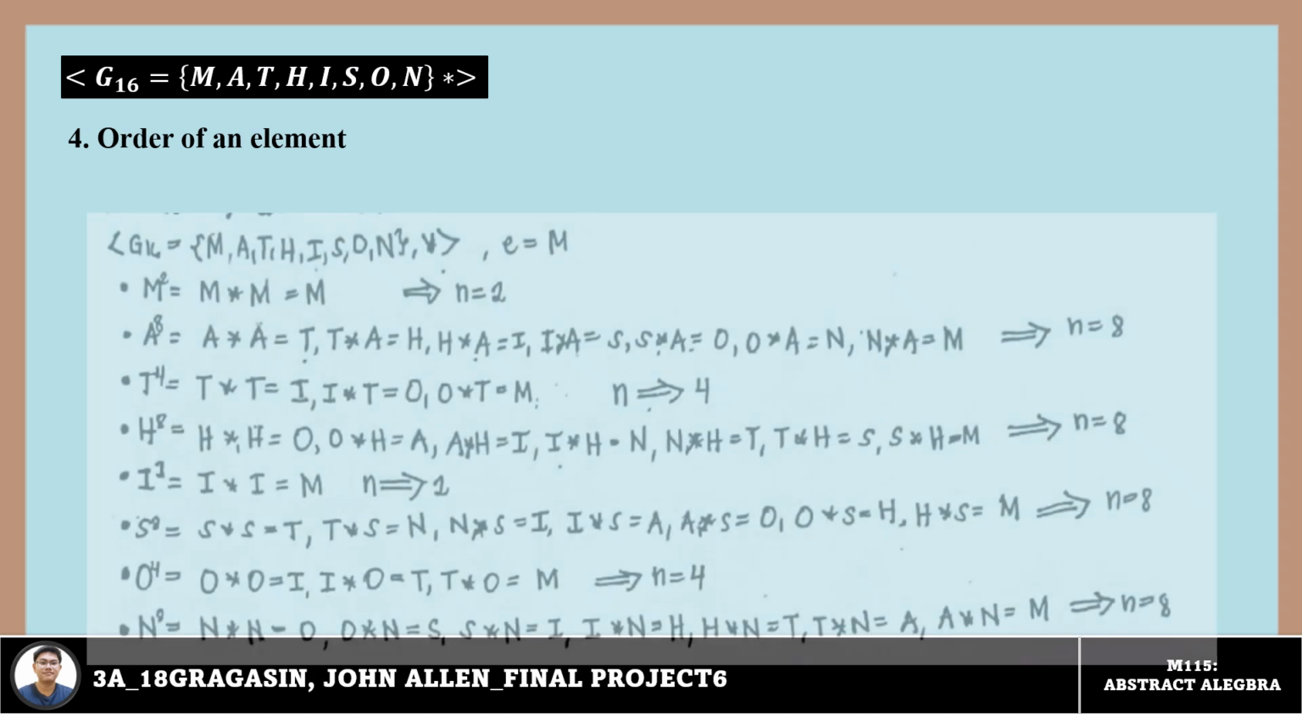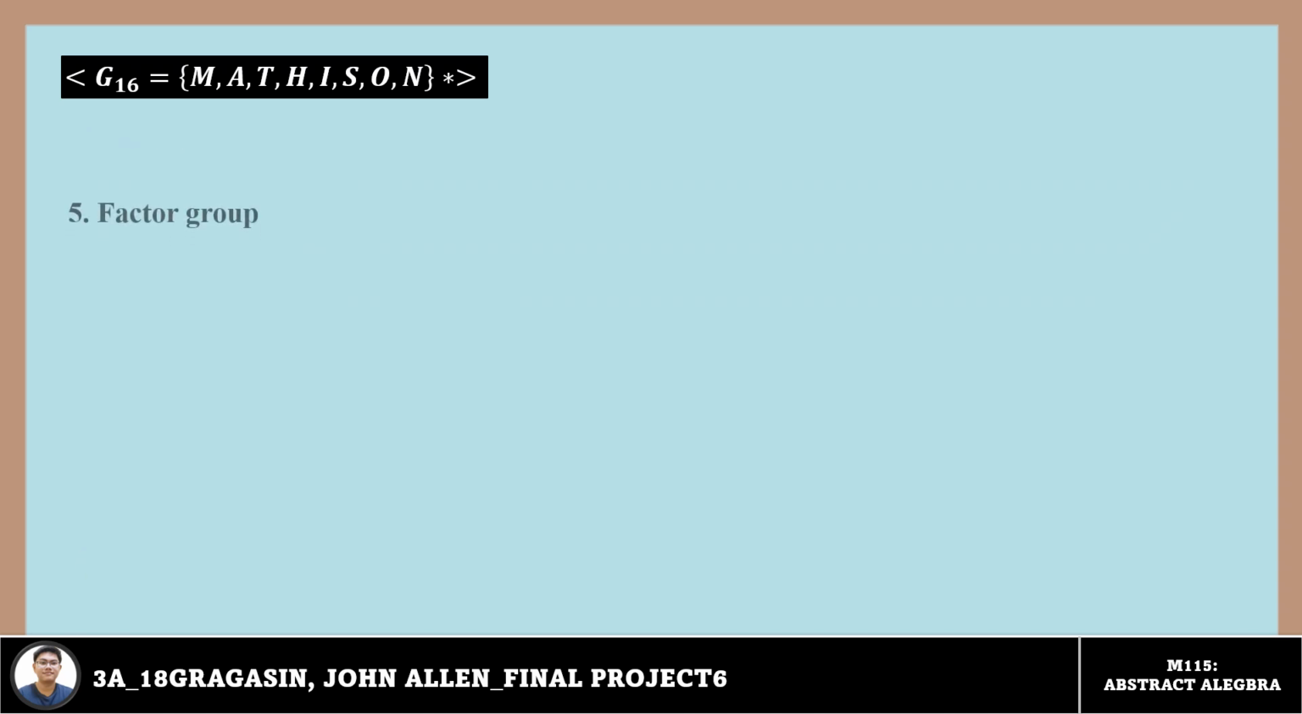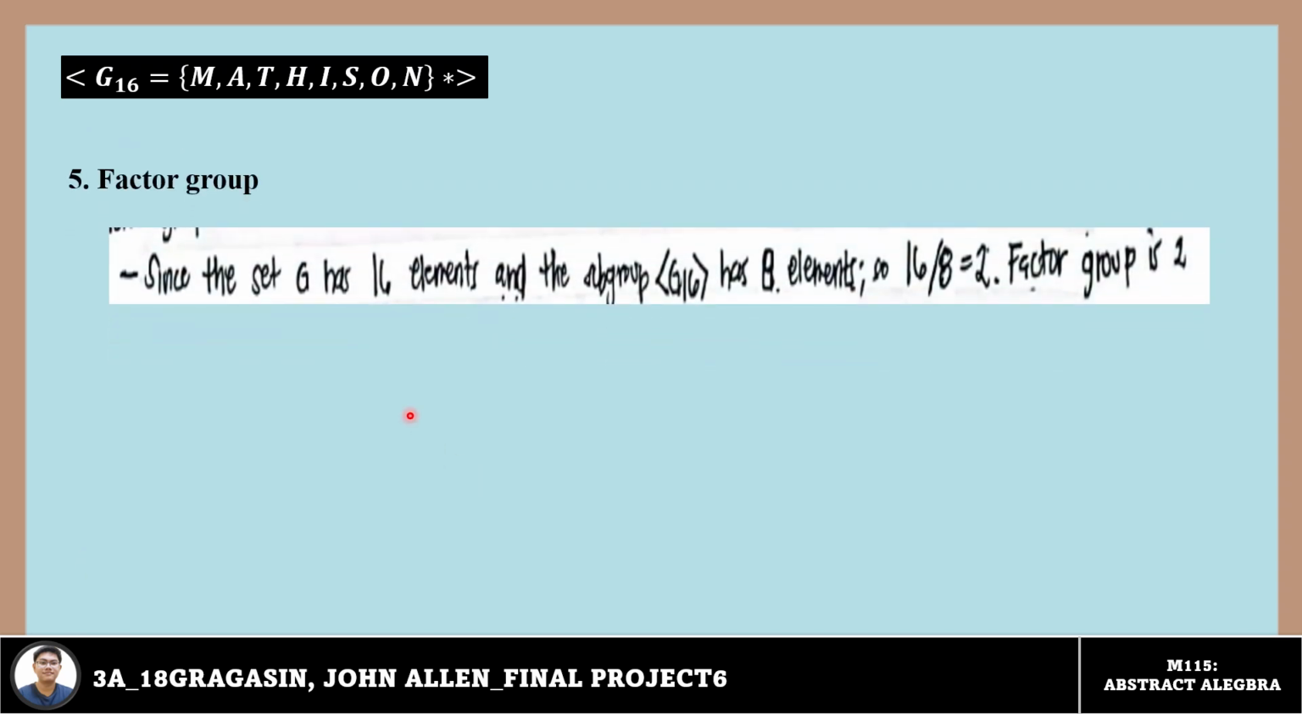And then for our order of an element, for the element M, we have 2. Element A is 8. Element T is 4. Element H is 8. Element I is 2. Element S is 8. Element O is 4. Element N is 8. And then for our factor group, since the group has 16 elements and our subgroup has 8 elements, 16 divided by 8, we have the answer of 2. That is why our factor group is 2.